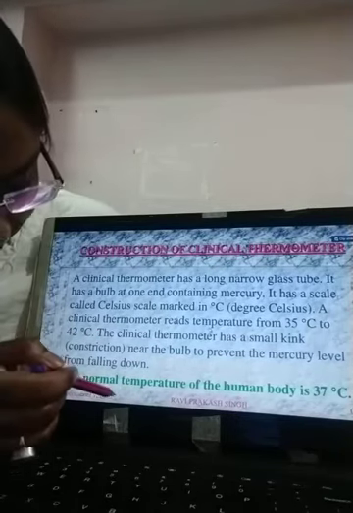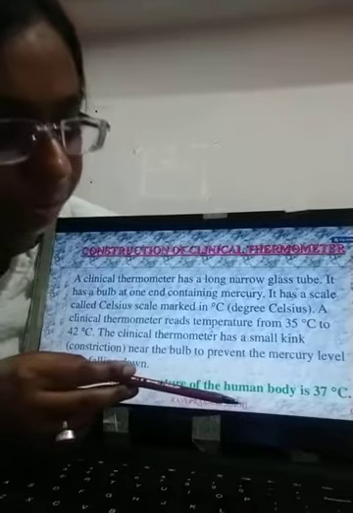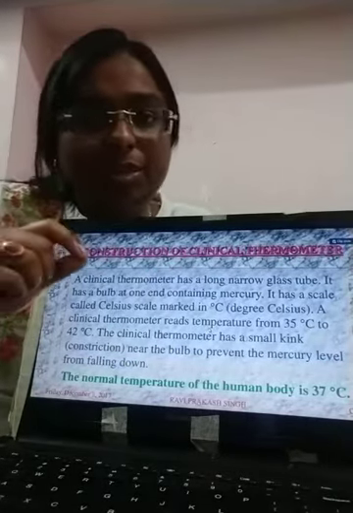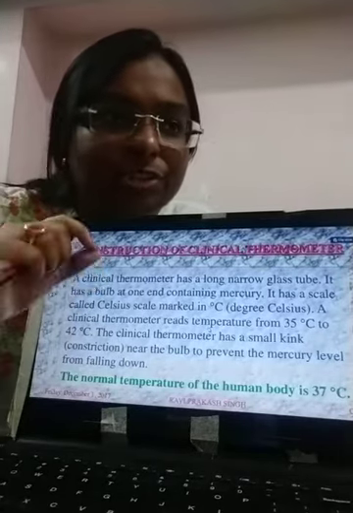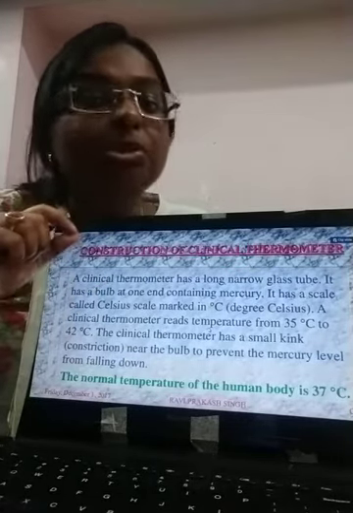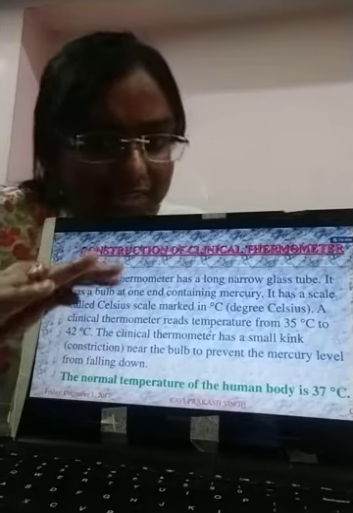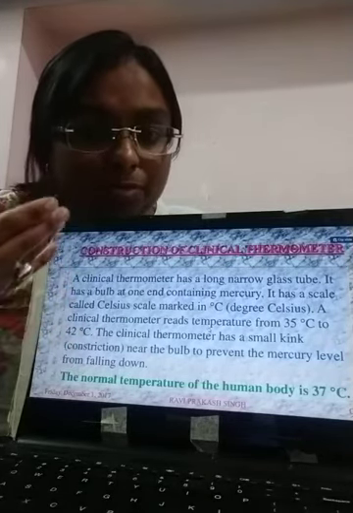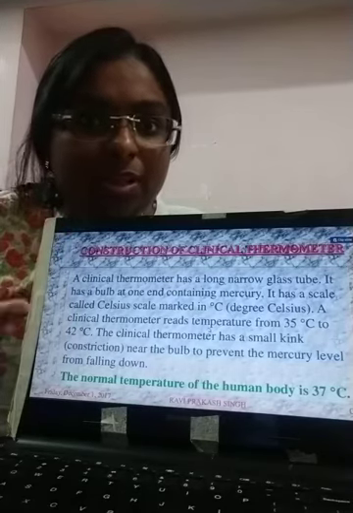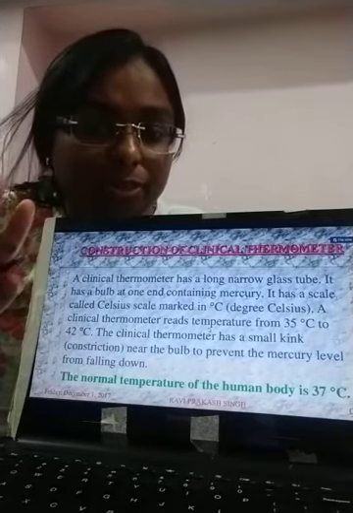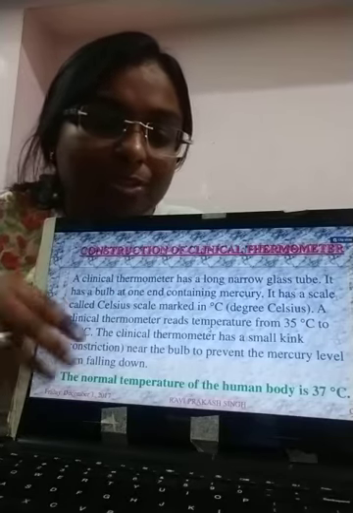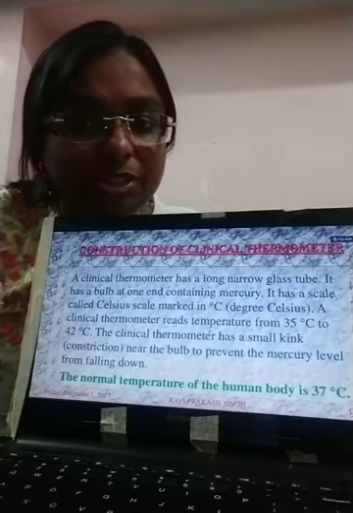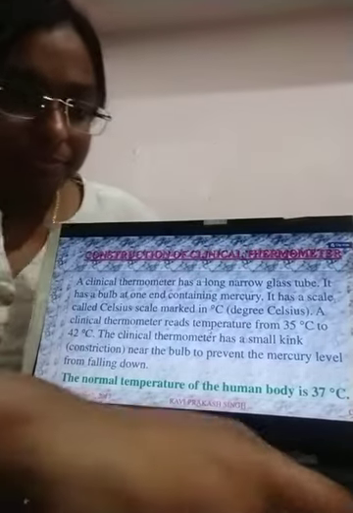The ideal or normal temperature of the human body is 37 degrees centigrade. So if you measure with a thermometer and it shows 37 degrees centigrade, that means you don't have fever. It can be less than 37 or 1 degree above 37. But if you have above 38, 39, then you positively have fever. Okay, so this is how you can measure temperature using a clinical thermometer.